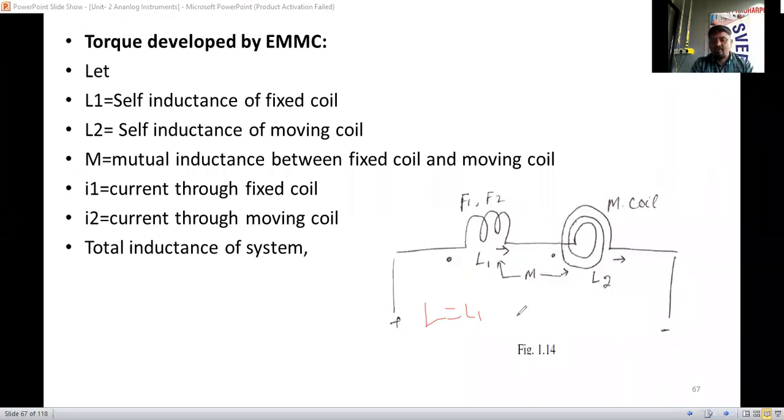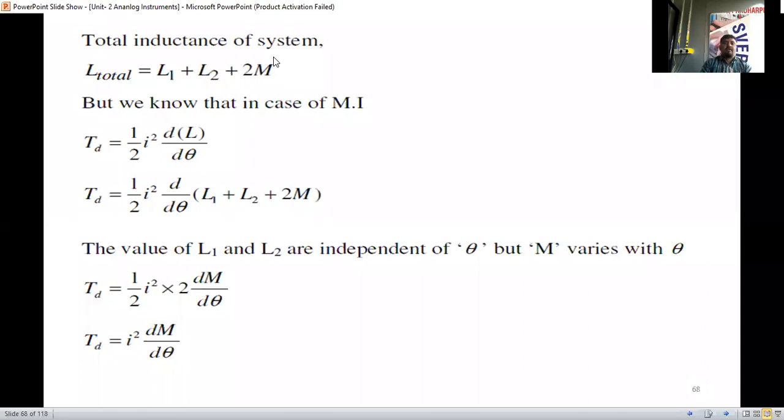L1 plus L2, plus the mutual inductance of this one and this one. How many coils are there? Two coils are there, though both are connected together. M plus M, that is called 2M. That is the total inductance of this instrument, a combination of the fixed coil, the moving coil, and both together. From this circuit diagram, the total inductance of the system is L equal to L1 plus L2 plus 2M.